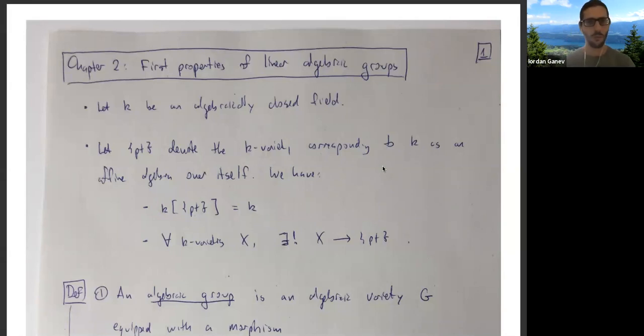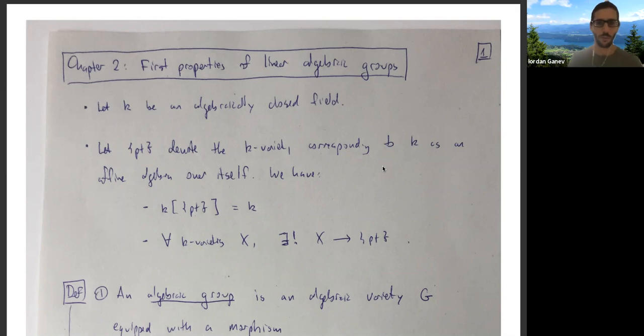Let's get started with chapter 2 of Springer. First, properties of linear algebraic groups. I want to start with a pretty basic comment. Again, K is an algebraically closed field. Now there's a unique zero-dimensional connected K variety.